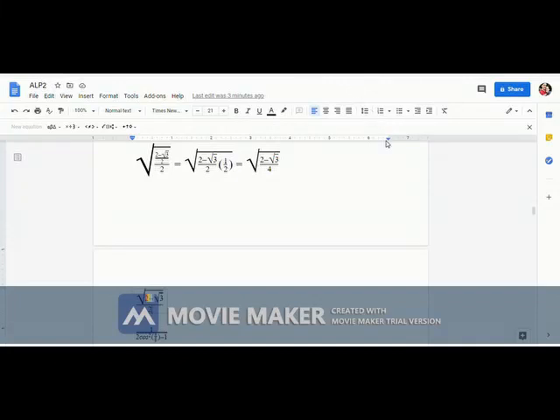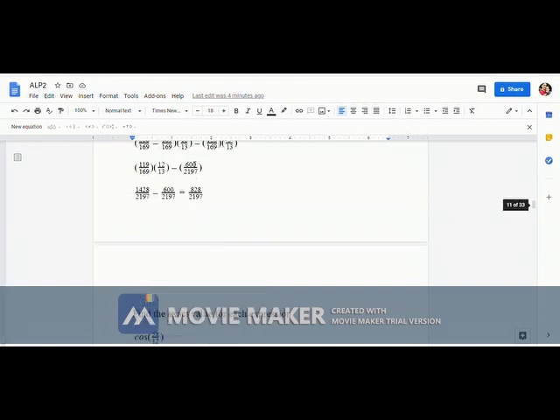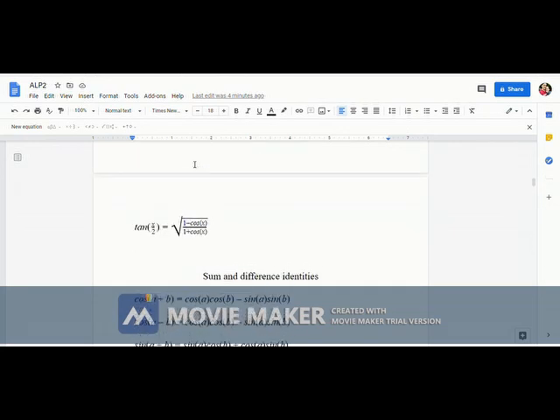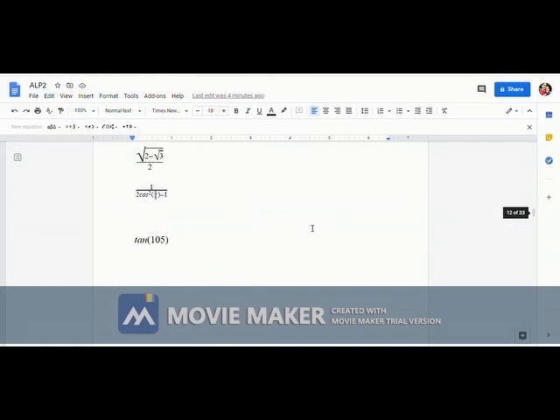Alright, continuing along our sheet here, we have 1 over 2 cosine squared of pi over 8 minus 1. Now that denominator looks familiar, and that is because it is the same as this cosine of 2x value. If we just make this pi over 8, that's what it is down here.